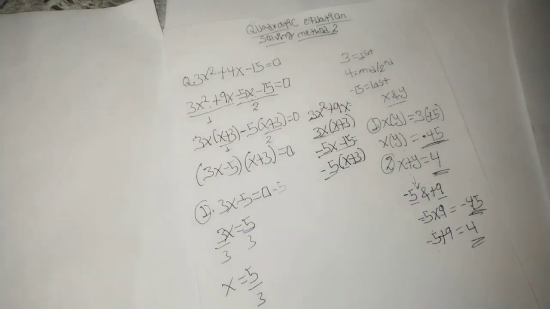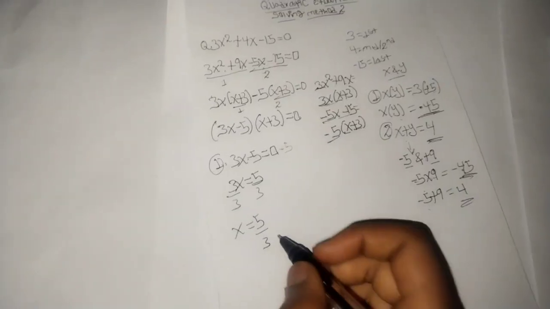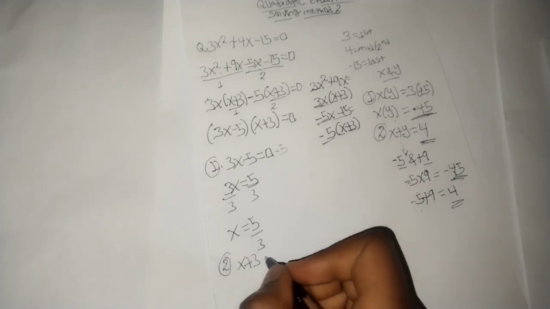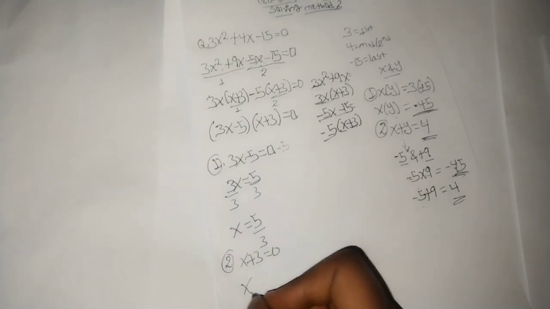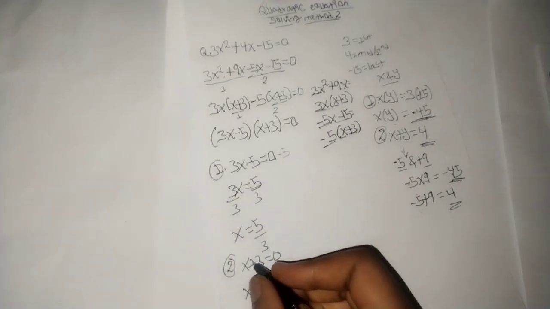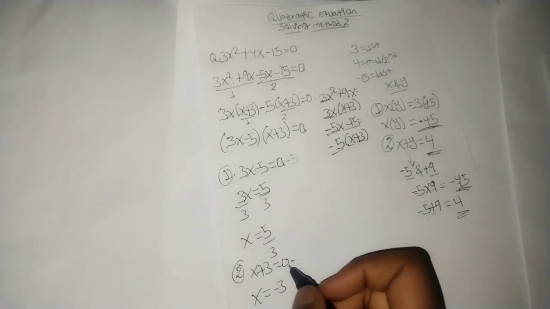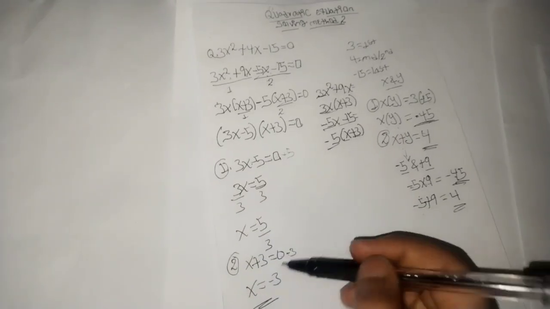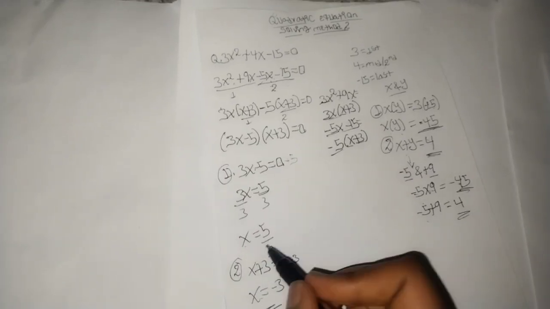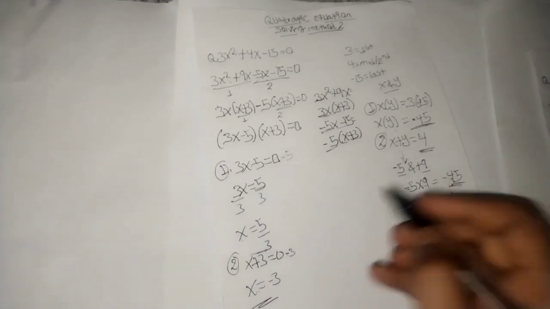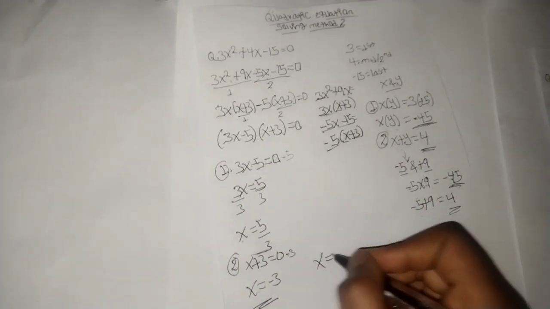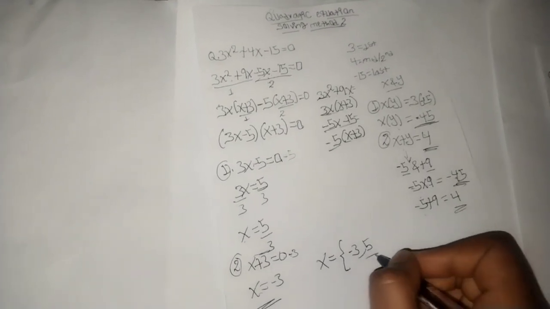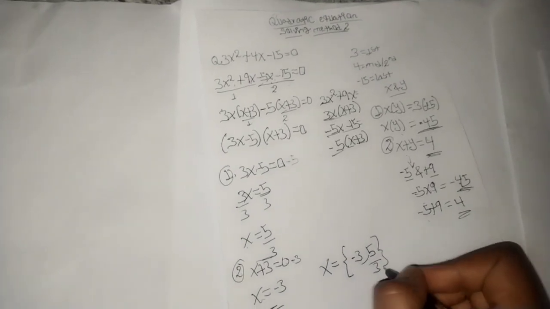And the next solving part would be x plus 3 is equal to 0, right? So I'll say x is equal to negative 3, because it's a positive sign here. When it goes to the other side, it will be a negative sign, and 0 minus 3 is equal to negative 3. So x can be negative 3 and x can be 5 over 3. So when we write it in appropriate form, we're going to say x is equal to, in a set, negative 3 comma 5 over 3. So this will be the solution set for x.